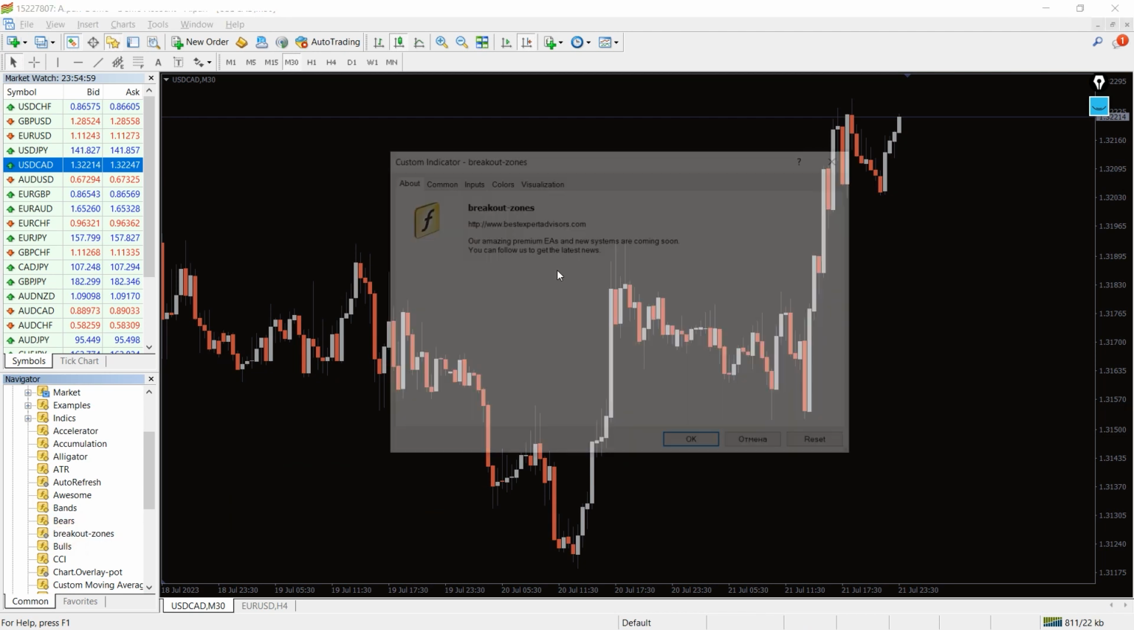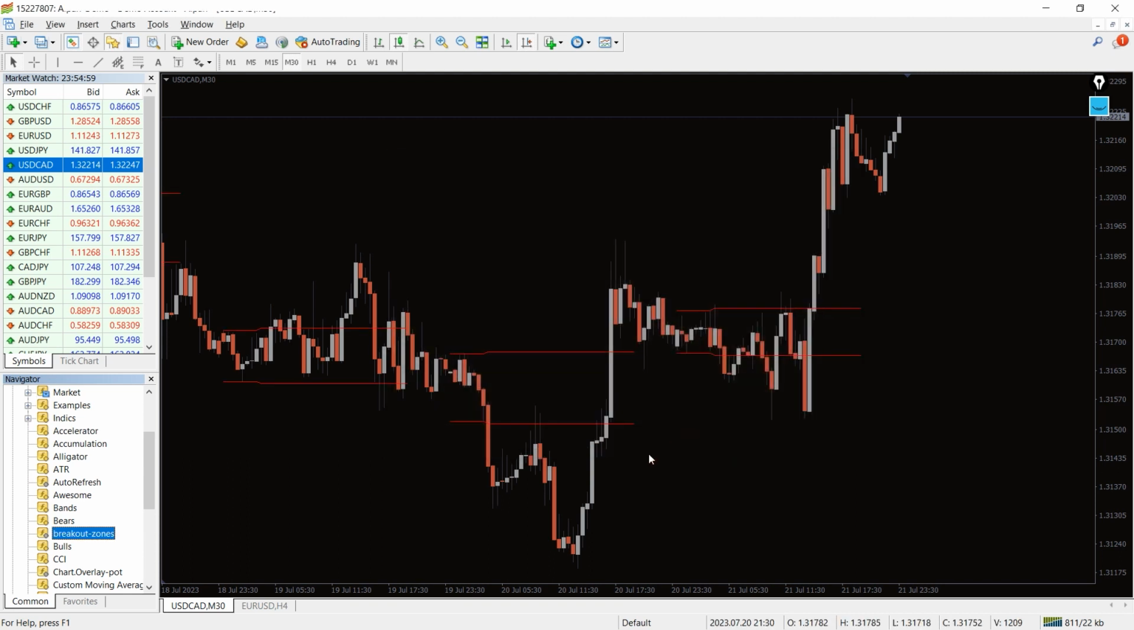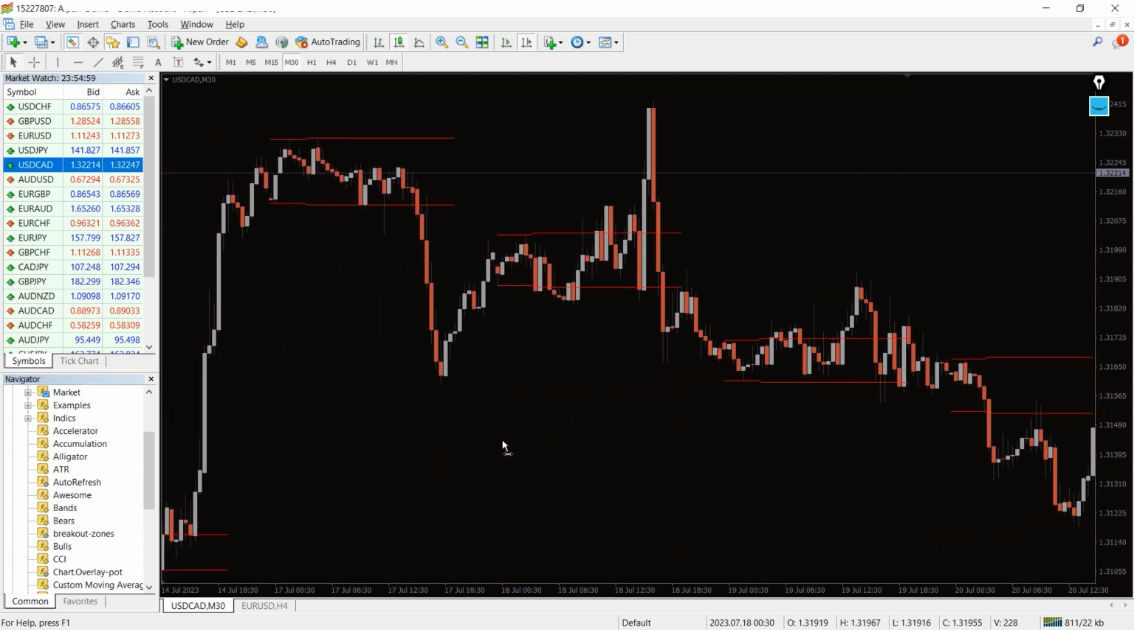To run this indicator, simply drag the Breakout Zones indicator from the indicator list to your MT4 chart, and please don't forget to click on the Load Delete Import in the settings window.